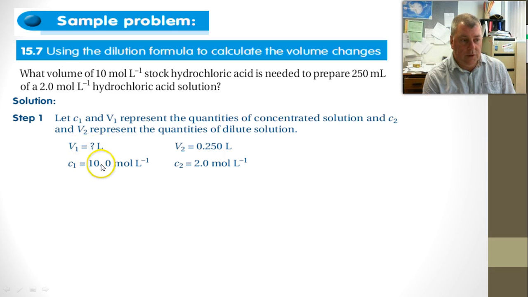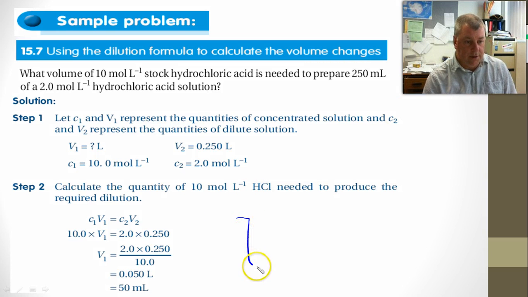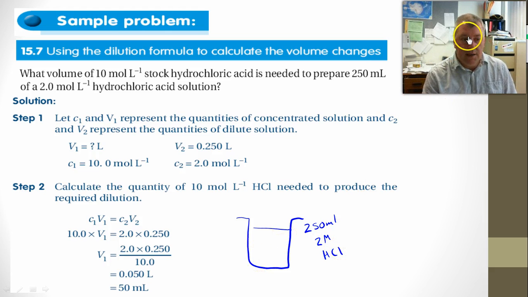So the volume 1 is unknown, but we've got the concentration of 10 mole. The volume required is known, converted to litres, as is the concentration. So using the formula, we put the numbers in, rearrange it, and we discover that we only need 50 millilitres of the acid. Now a point to note here is, if we're making up this solution, and we're told that we want 250 millilitres of 2 mole HCl, what this is made up of is 50 millilitres of concentrated acid, and we would measure out 200 millilitres of H2O.